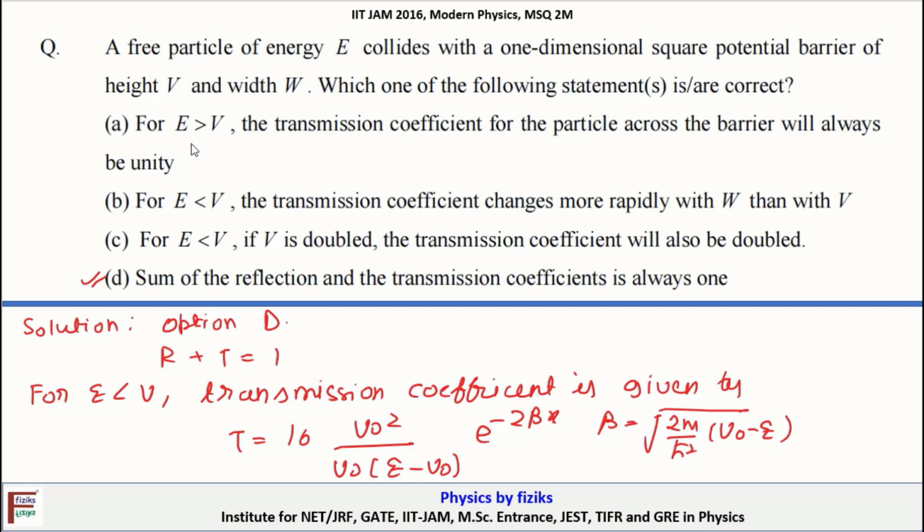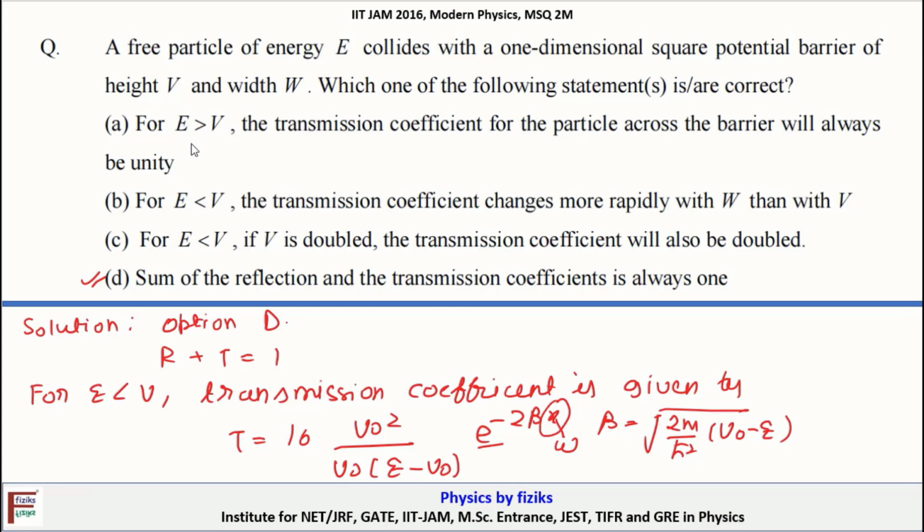So one can see that T would rapidly change with respect to x. Here x, we can write it down as W as well, with width rather than V, because V is the coefficient, not in the exponential term. So the exponential term changes more rapidly than the coefficient, which is having V0 square in the numerator and V0 minus E0 minus V0.